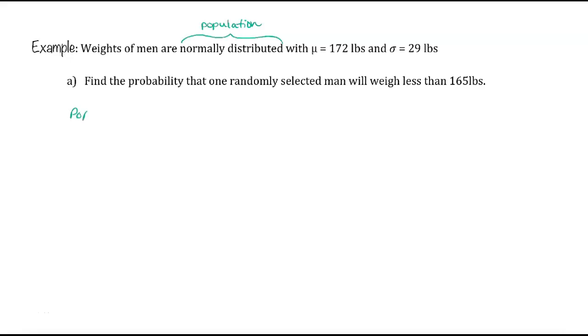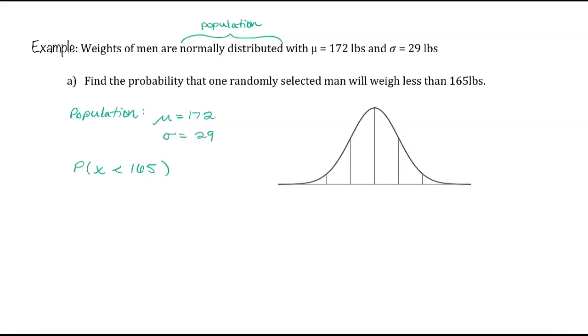For our population of men, we have a mean of 172 and a standard deviation of 29. We need to find the probability of a randomly selected individual data value being less than 165. Let's add these details to a normal curve. Our x values here are given as weights. We are centered on a mean of 172, and we have a standard deviation of 29. Finding the probability that a given x value will be less than 165 is equivalent to finding the area under the curve to the left of 165.